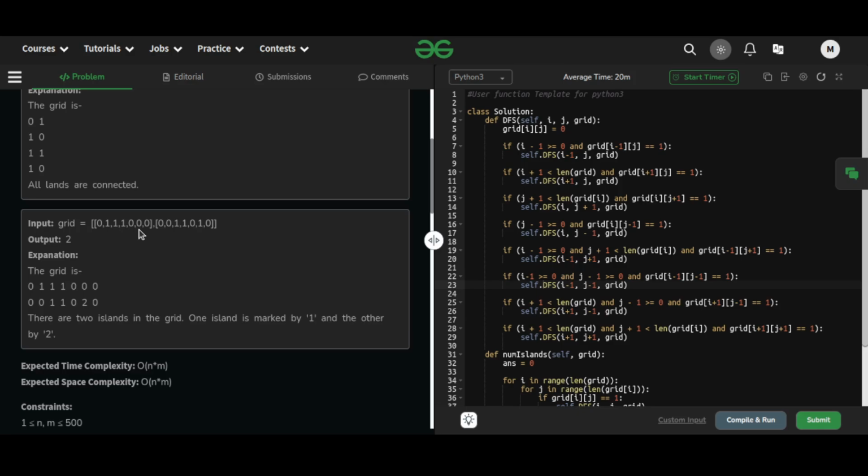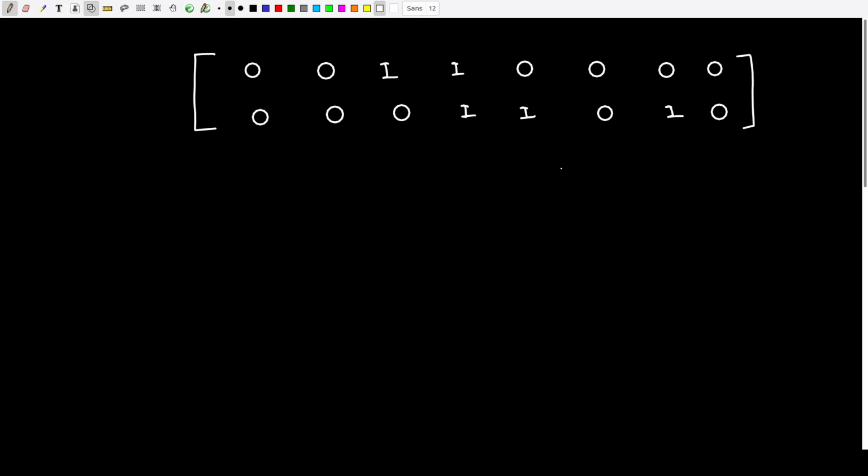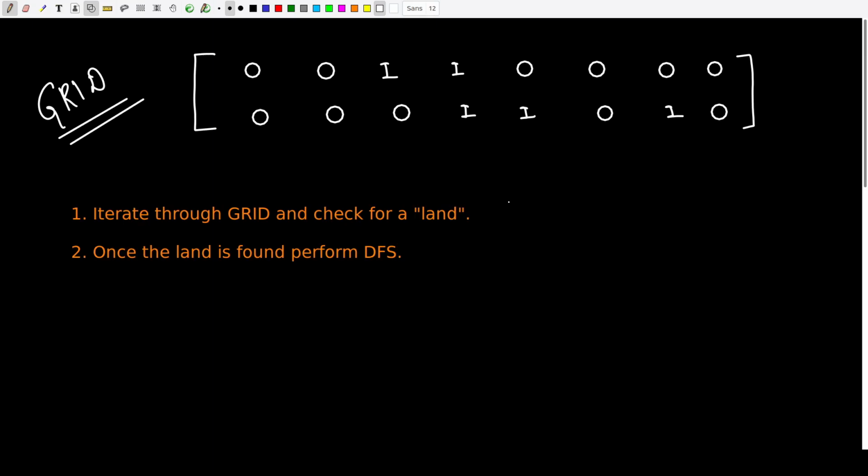Now let us discuss the solution of this problem. In order to discuss the solution, let us take an example. Let us say this is the grid which is given to us, and we need to count the number of islands. The idea behind solving this problem is to iterate through the grid and look out for land. So for instance, we are iterating through the grid and looking out for land. Let us say this is the first land which we have encountered so far.